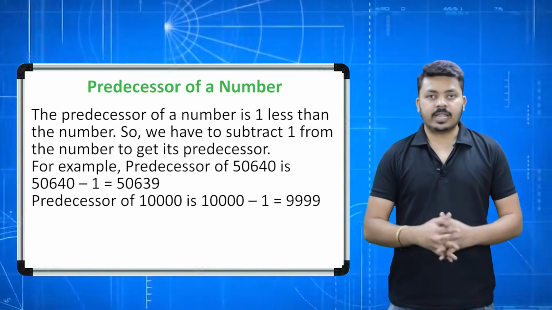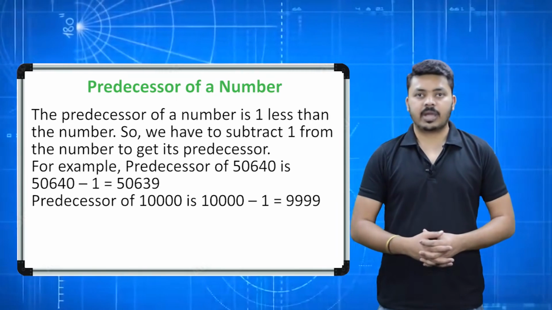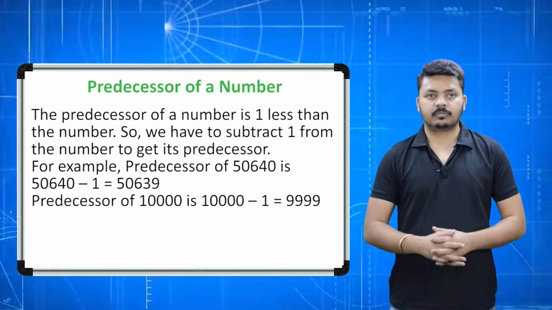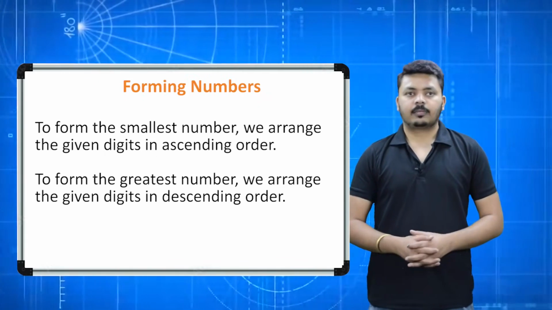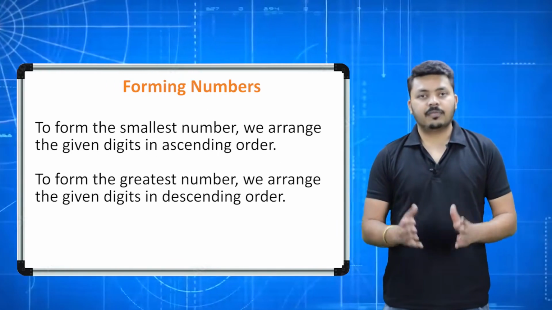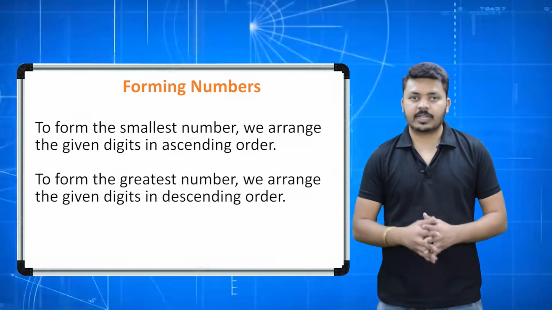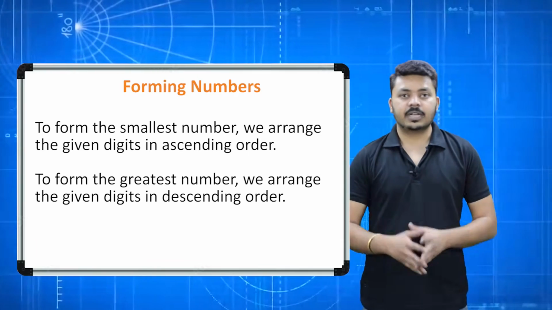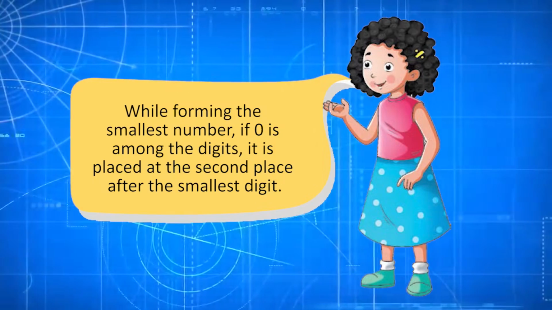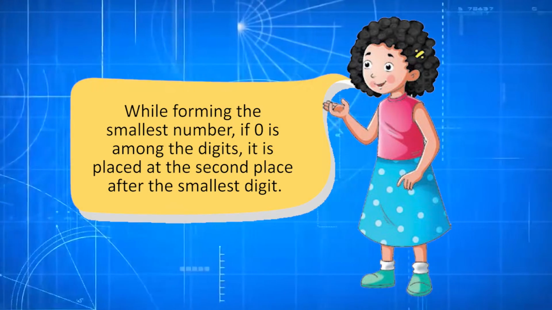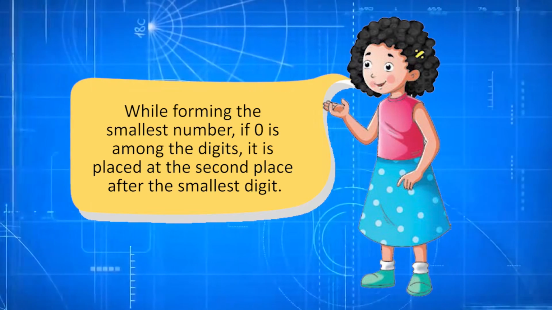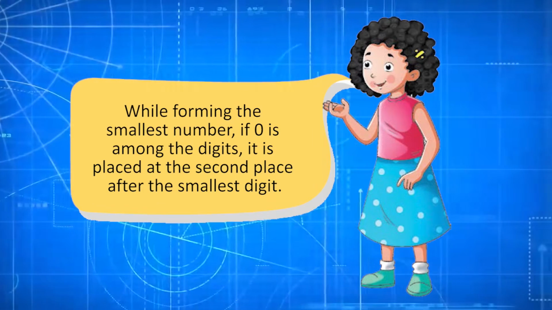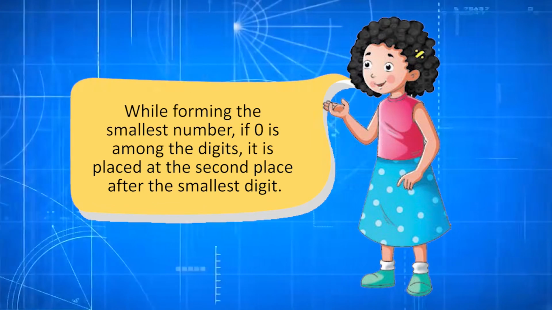Predecessor of 10,000 is 10,000 minus 1, which is equal to 9,999. Forming numbers. To form the smallest number, we arrange the given digits in ascending order. To form the greatest number, we arrange the given digits in descending order. While forming the smallest number, if 0 is among the digits, it is placed at the second place after the smallest digit.